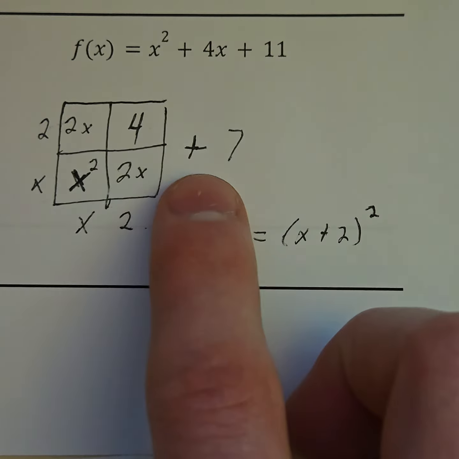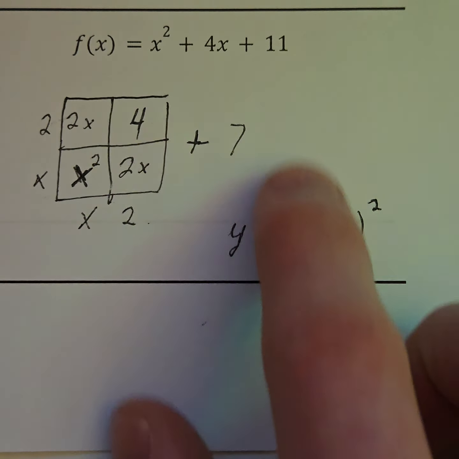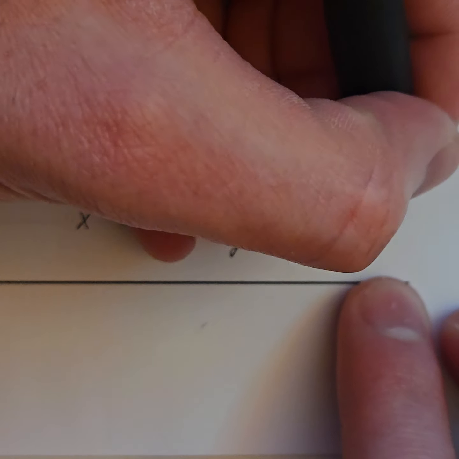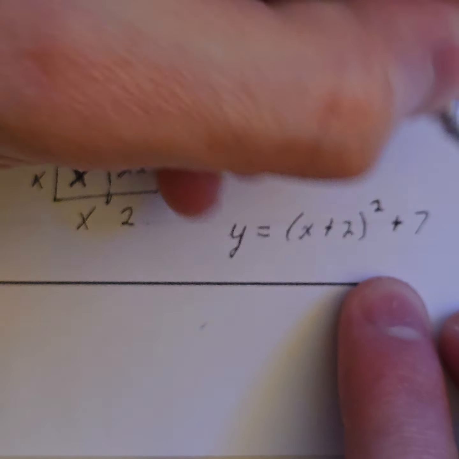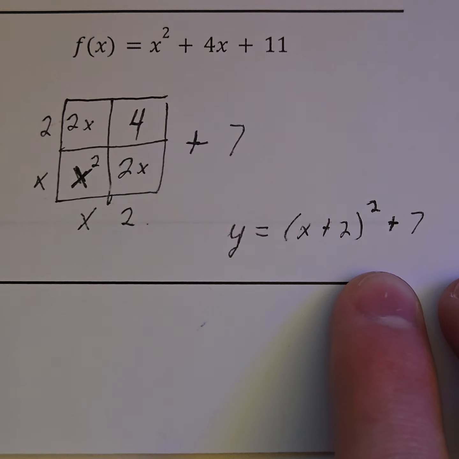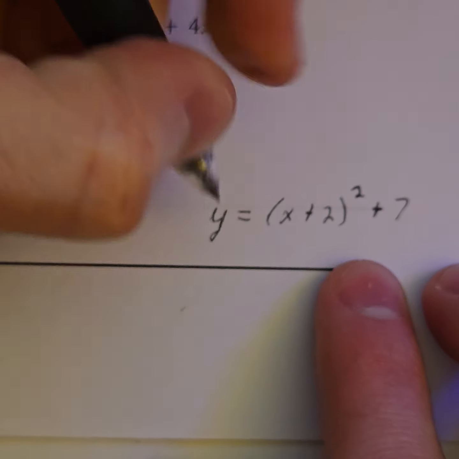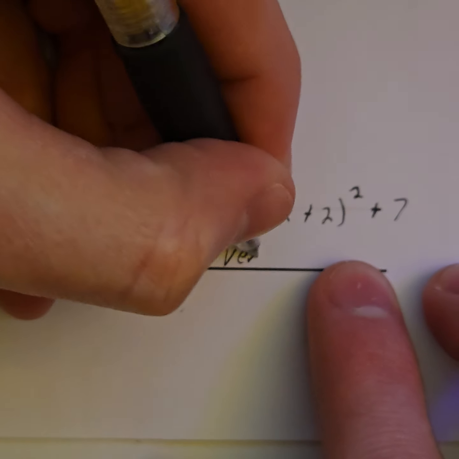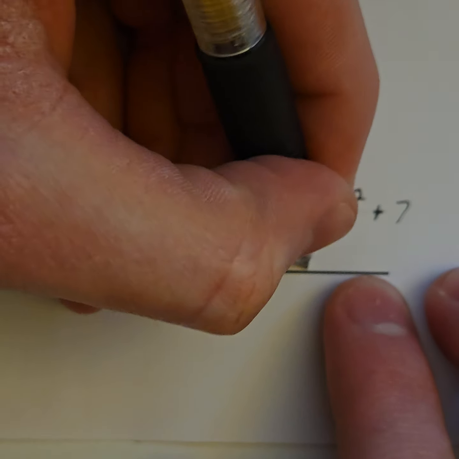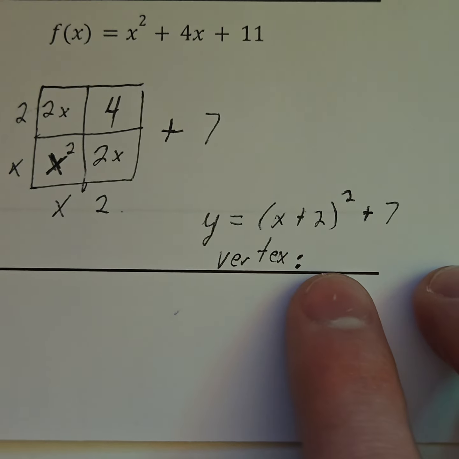Okay, so x plus 2 squared, and then in order to get up to 11, we have to add 7 still. All right, so for this one, let's just go ahead and write the vertex on each of these, because that's the whole point of completing the square, is to find your vertex.